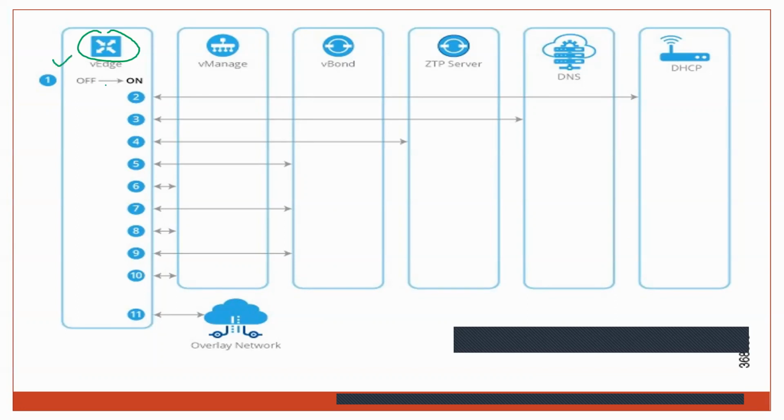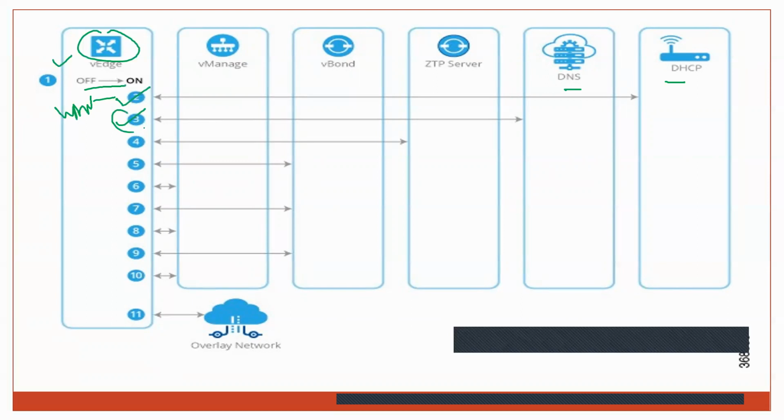So step number one, plug in that device, right? Then somehow it will go and get the IP address and the DNS resolution, so that it knows how to reach the ZTP server. What's the IP address for that particular WAN facing interface? So it should go and get step number 2 and 3, IP address and DNS resolution.